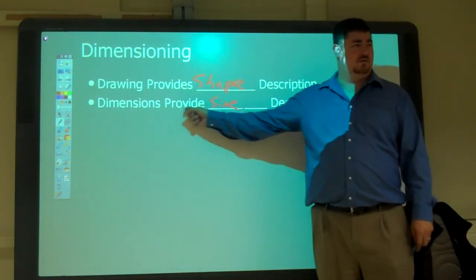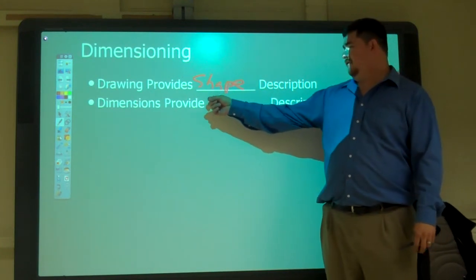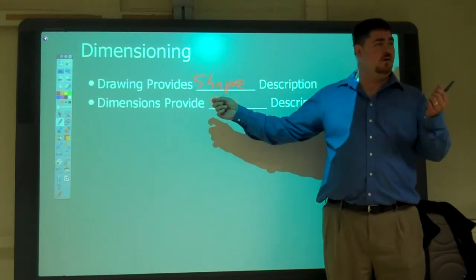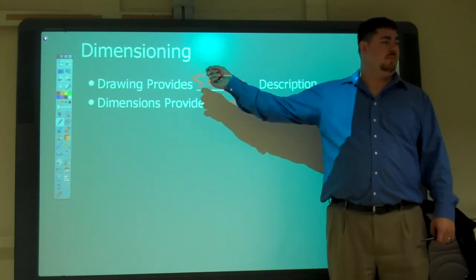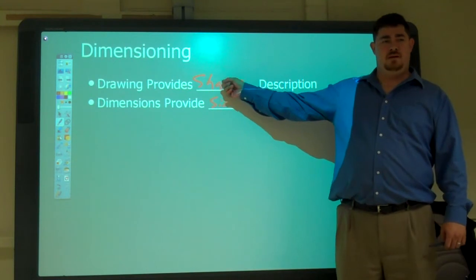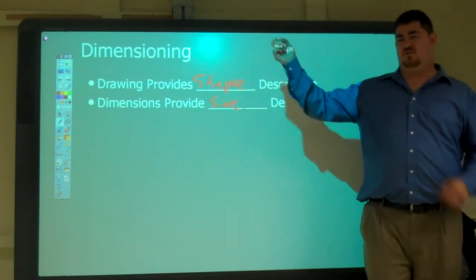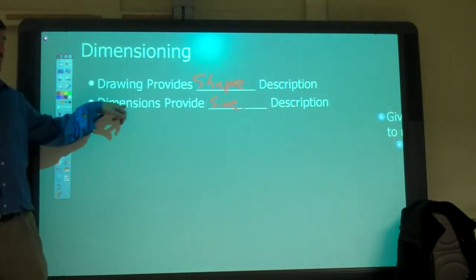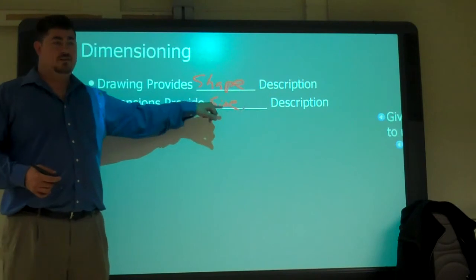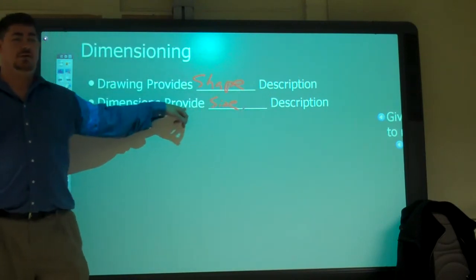This is what's important. My general rule of thumb is I allot double the amount of time for dimensioning than I do for drawing. If I think it's going to take half an hour to draw, it's going to take half an hour to an hour to dimension. Because this needs to be really good. This is what they go by. They're not going to measure the drawing. They're going to look at the dimensions and go by that.